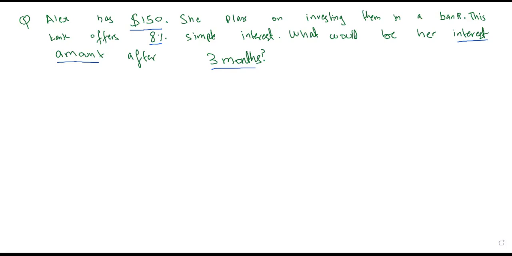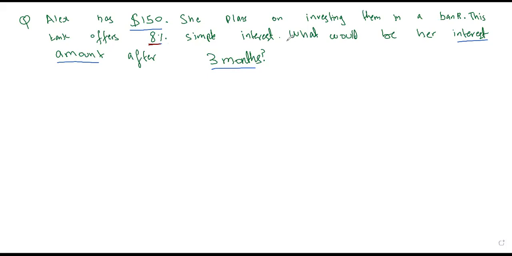Okay, so let's do it together then. All right. So what is the question? Alex has $150. She plans on investing them in a bank. This bank offers 8% simple interest. So I would like to be very clear here. Even if they're not telling you that this interest rate is per annum or for the whole year, you should know. Yes, Saneem, your answer is correct. Very good. You should know that this amount is for the whole year. Okay. All right. So the question is, what would be her interest amount after 3 months?